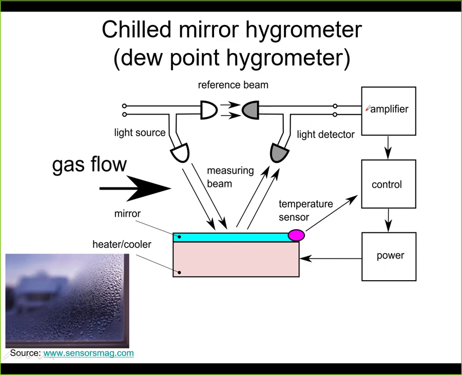The difference is then amplified in an amplifier, which we see here, and it all goes to a control block. This control block could be, for example, a microcontroller, and this microcontroller measures the amplitude from the amplifier, so this difference of the signals. It measures the temperature, and it is able to control the power that we supply to the heater and cooler. So this chilled mirror hygrometer works in cycles.